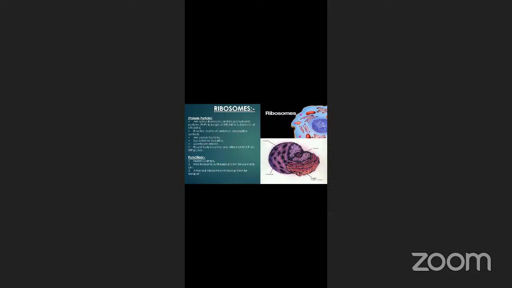Then 80S is made up of 40S and 60S. 40S is the smaller subunit and 60S is the larger subunit. Okay, so what is this S here? It is the Svedberg unit.